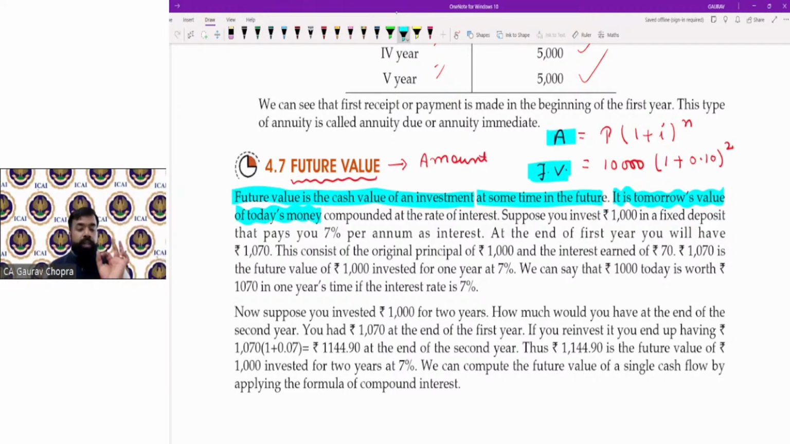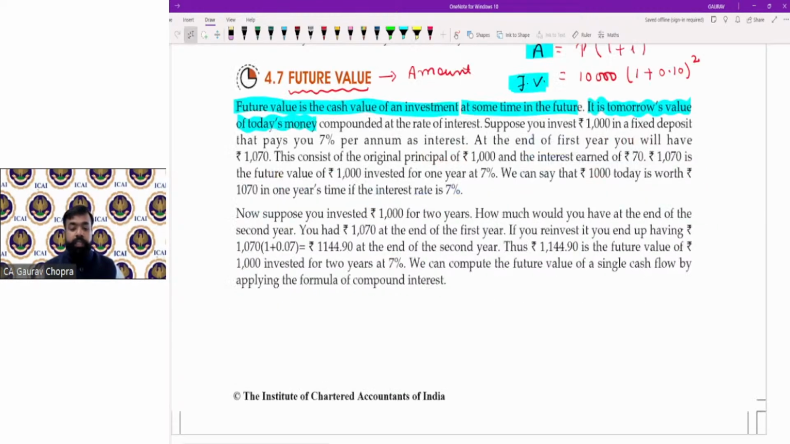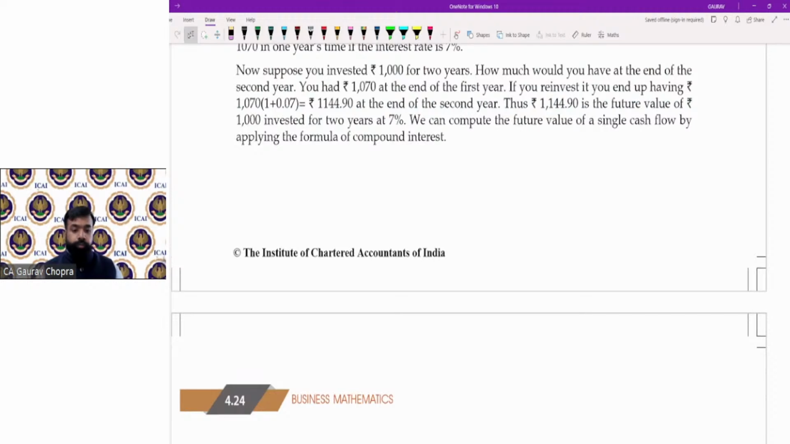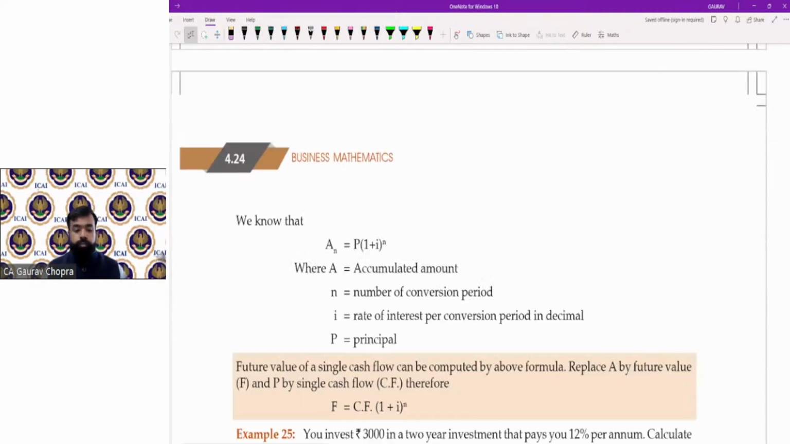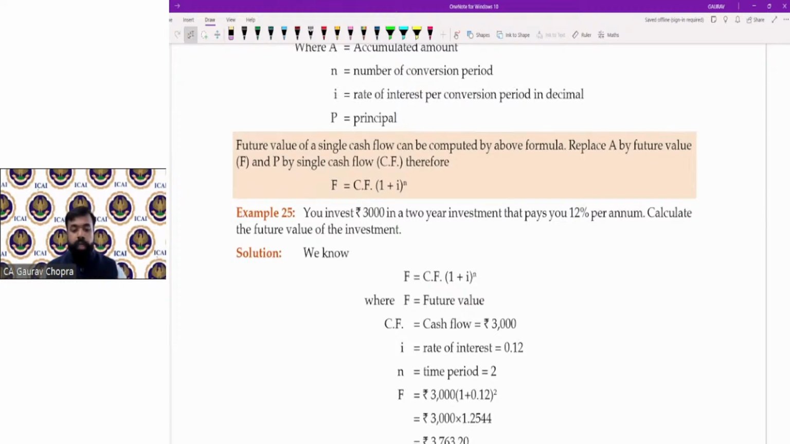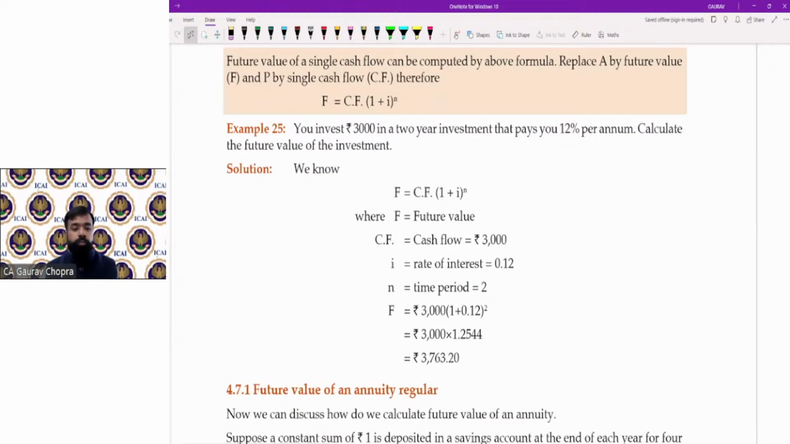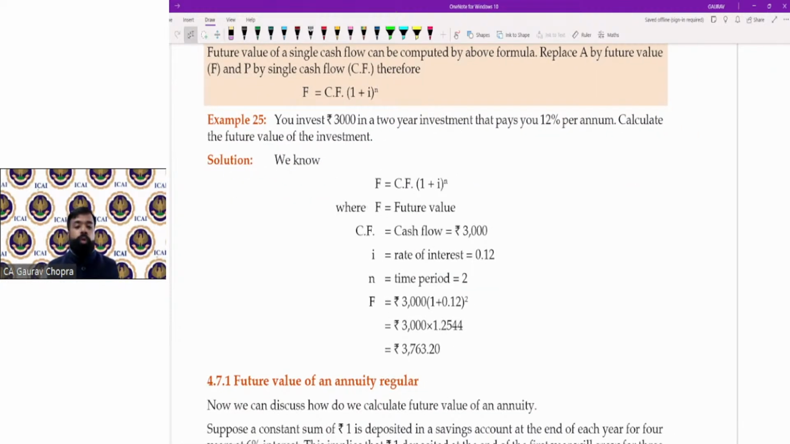So I think you have understood this point, future value. Any doubt on this term? Let me know. Future value. The meaning is very, very easy, very, very simple. So based on this, there is one formula. The formula is same as compound interest.